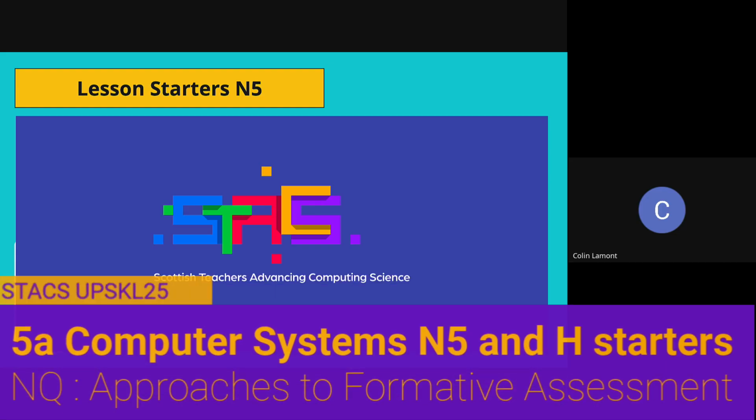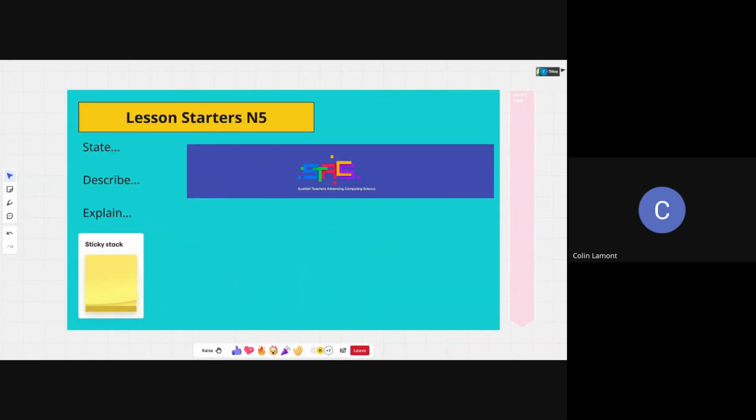Thank you, Morag. So this wee bit is going to be about computer systems. Because systems is very much fact-based knowledge, it's probably the most straightforward area to actually generate quick, easy to access, short response questions, starters, formative assessment activities, plenaries, that type of stuff.